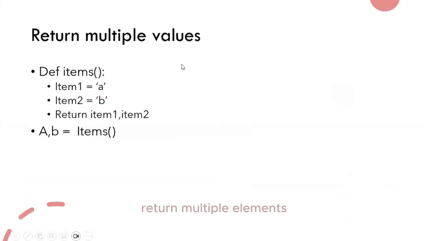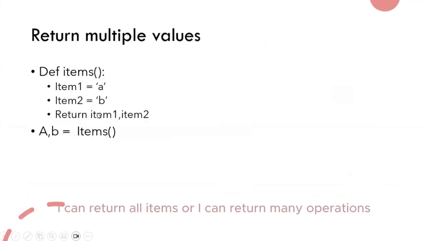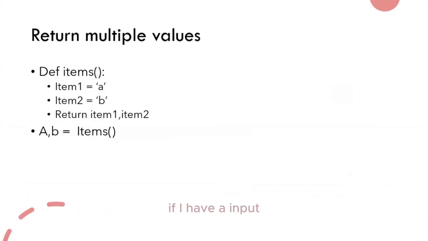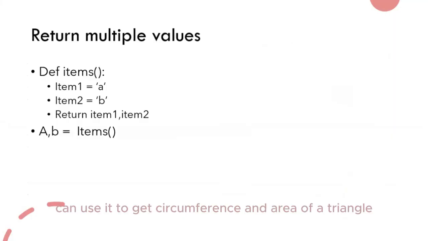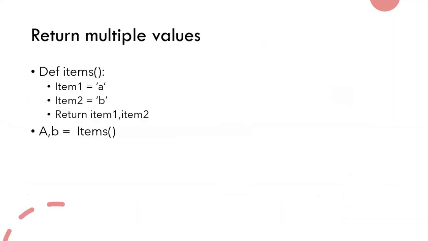Okay, let's go to another concept inside functions: returning multiple elements. If I define many variables or multiple values inside a function, I can return all the items, or I can return many operations. If I have an input, maybe a function used to get the circumference and area of a circle, and return the final values. How can we do that? Do you have any idea?